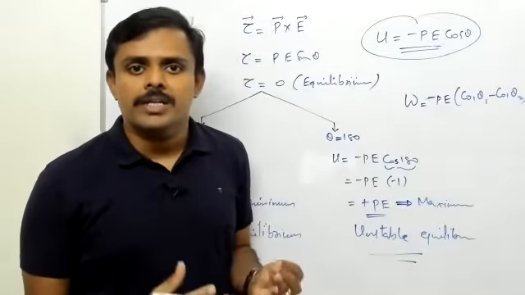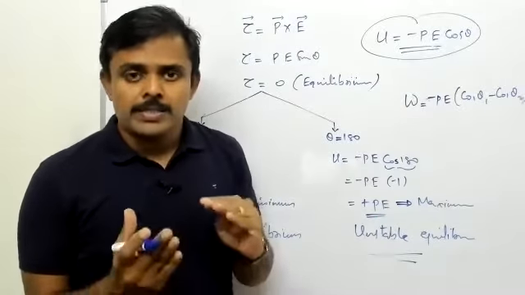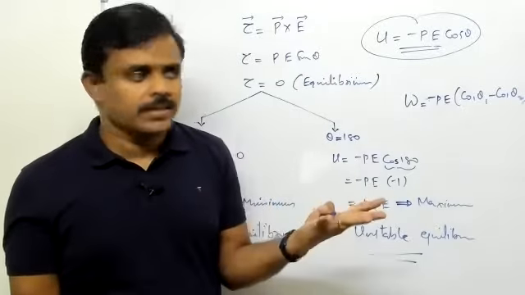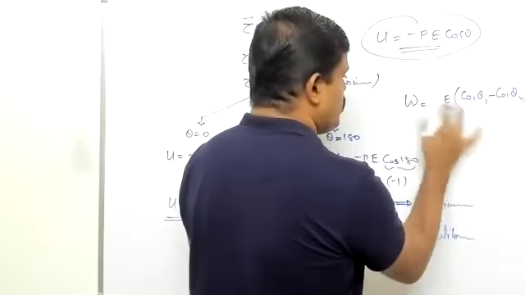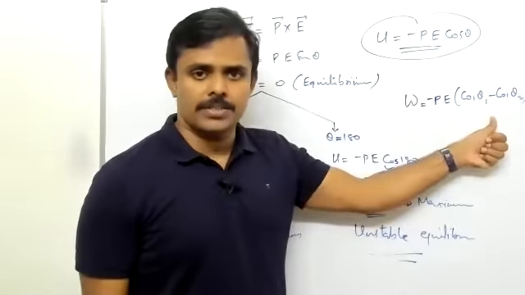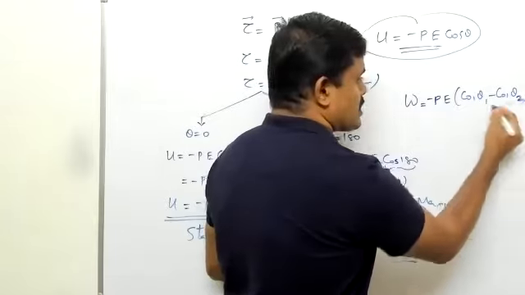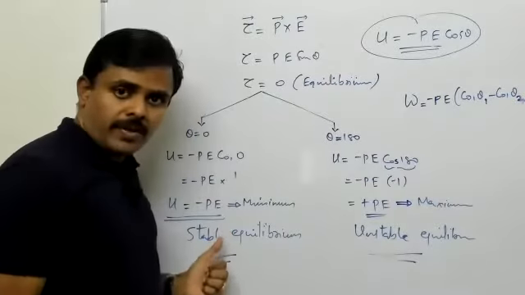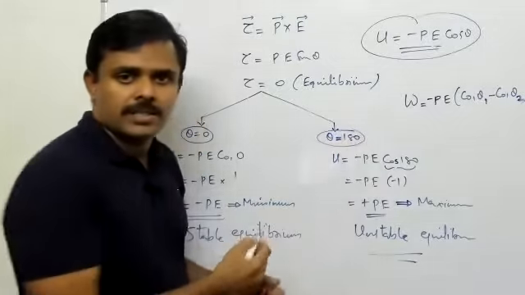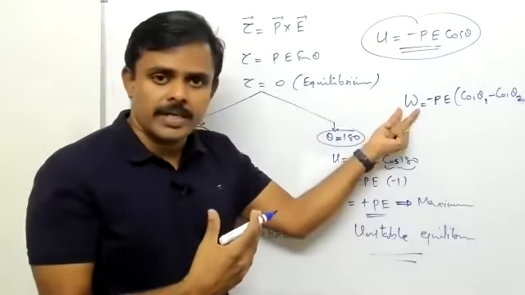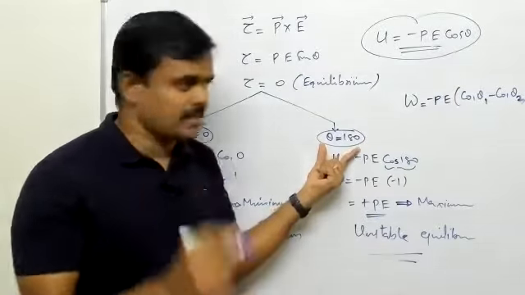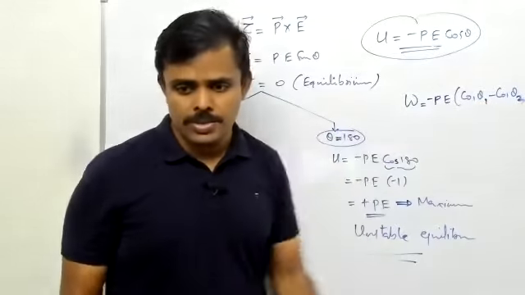The question will be like, what is the work done to rotate the dipole from stable equilibrium to unstable equilibrium or unstable equilibrium to stable equilibrium. How do you find it? The work done equation is this. This derivation also comes in the next chapter. Work done is given by minus PE into cos theta 1 minus cos theta 2. What is theta 1? Just imagine they are asking you to find the work from stable to unstable. That means theta 1 is 0, theta 2 is 180. On the other hand, if they ask you to find the work done to rotate it from unstable to stable, theta 1 should be 180, theta 2 should be 0. Did you understand?